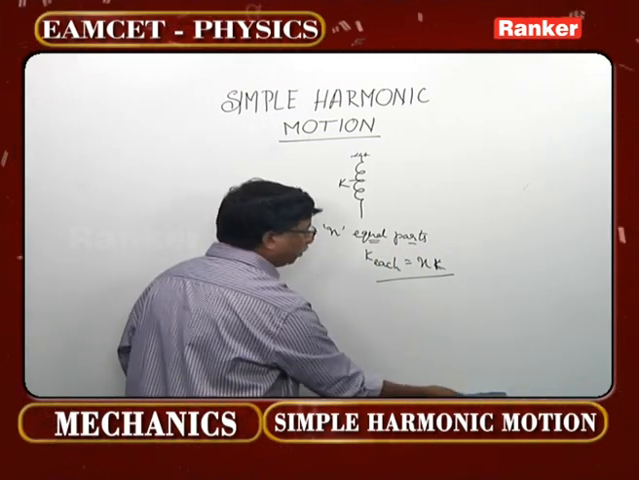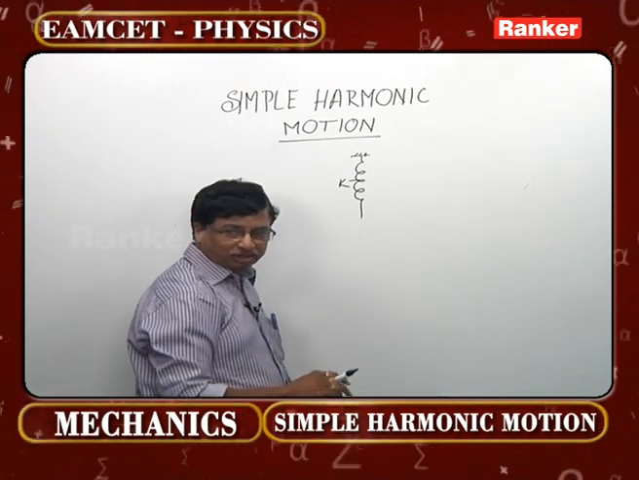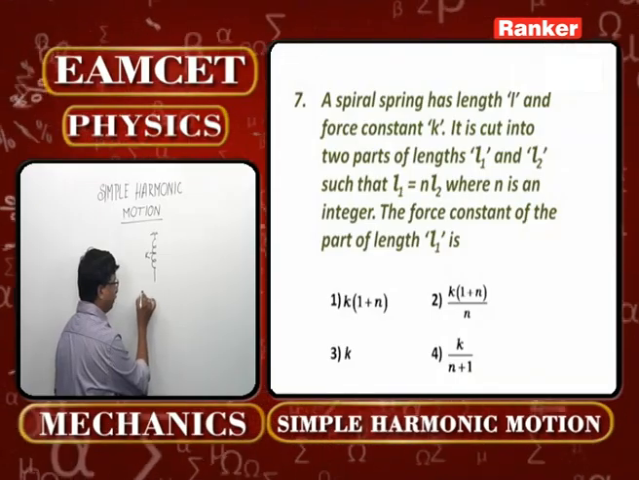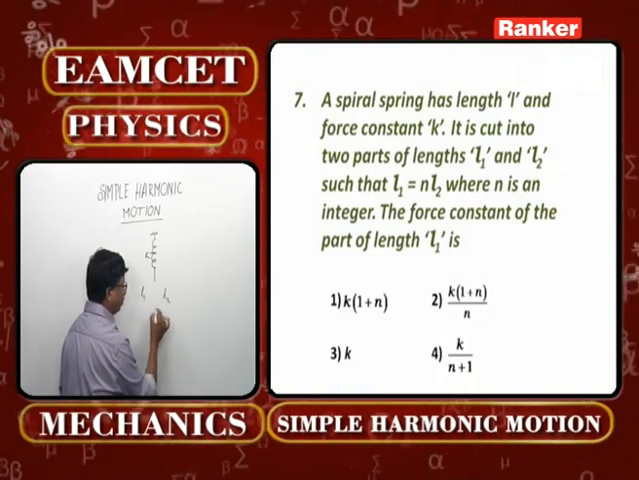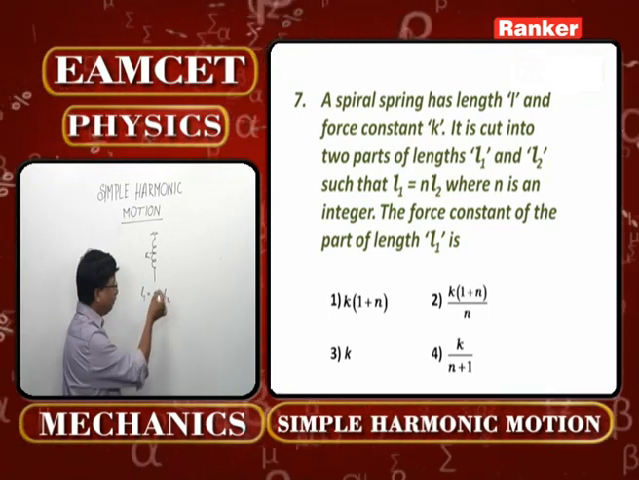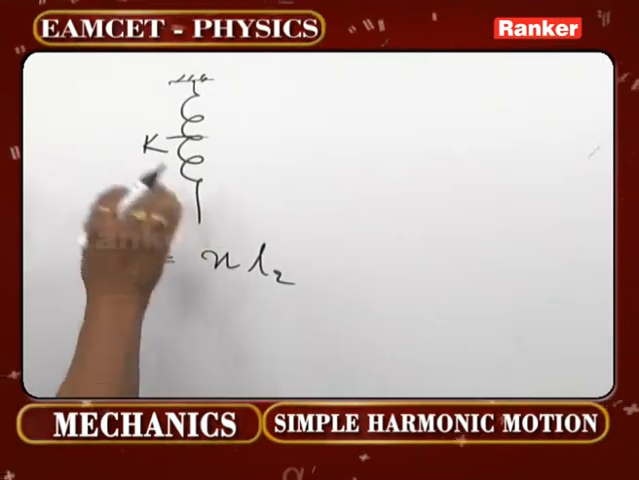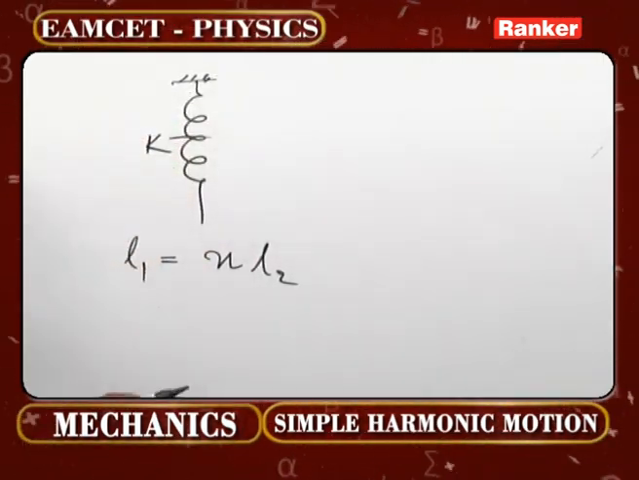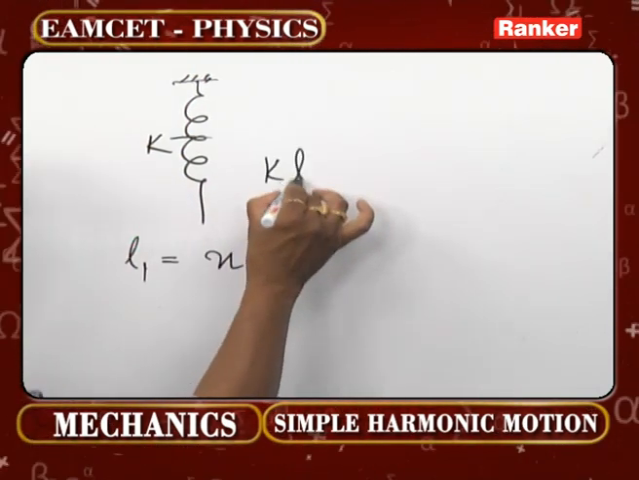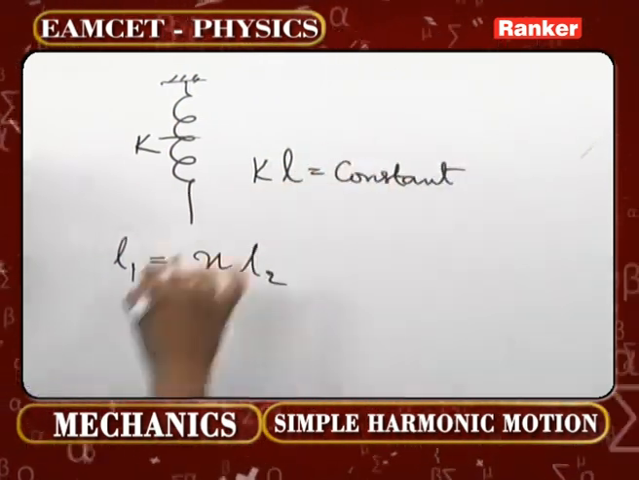But in this particular problem, it is cut into 2 pieces, no doubt, but the lengths are not equal. L1 and L2 are the lengths he has given. And what is the relationship between these two? L1 is given as N L2. That is the relation mentioned. So in such cases, where the lengths are not equal, you should understand that K into L of each piece should be constant here.